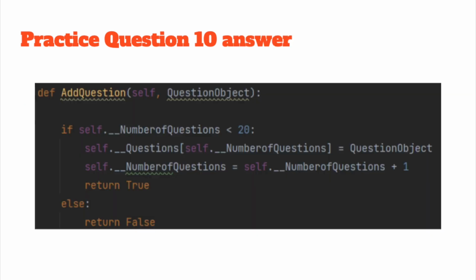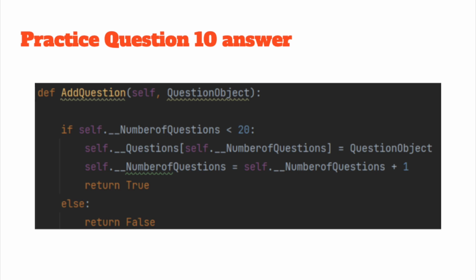Okay, the method should be pretty straightforward. You add question, and in this one you are going to have the question object which comes across from outside. If self.number of questions is less than 20, then you check if the array is already full. You don't want to add anything to it. Then you simply say if self.questions, that's the array, self.number of questions equals question object, then self.number of questions is equal to questions plus 1, and you increment it.